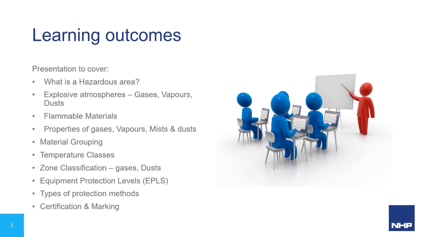Then after that, we're going through some material grouping, which is effectively how we group the large number of properties, and we'll see that that helps us later in product selection. And then we'll follow that with temperature classes, zone classifications, equipment protection levels, which are again more groupings to help understand the requirements of hazardous areas and aid in product selection. Then the last two things we'll cover are the types of protection methods, so what protection methods are available for use in hazardous areas, and we'll go through certification and marking, so what's required here and how to read these effectively.